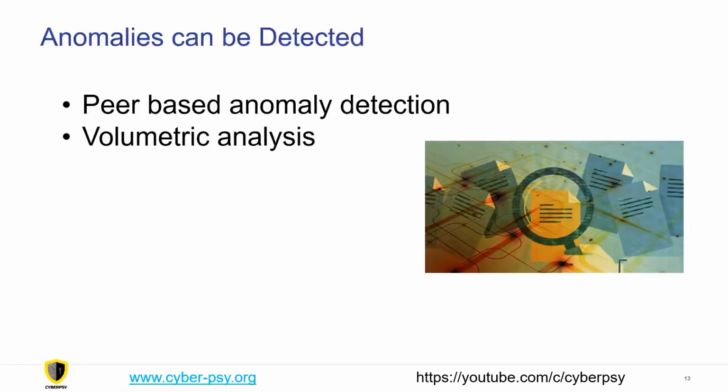Now, how can these anomalies be detected? As we have seen in the example of John uploading huge volumes of documents, which is a suspicious activity that can be detected by volumetric analysis, which is similar to behavior anomaly, where it detects deviations from normal behavior in terms of size or volume. That means when an employee moves or uploads large volumes of data as compared to their past behavior, then an auto notification will be triggered. And there is also peer-based anomaly detection.